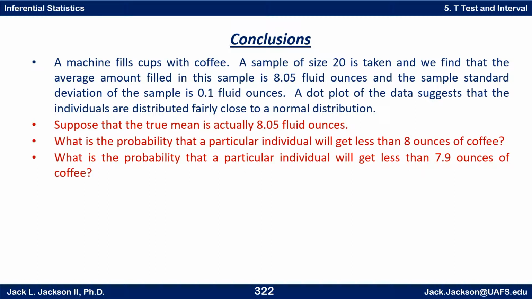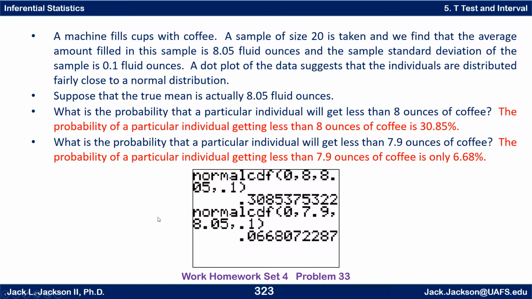Okay, same problem. Suppose the true mean is actually 8.05 fluid ounces. What's the probability that a particular individual will get less than 8 ounces? What's the probability they'll get less than 7.9? Well, we could do those with normal CDFs, assuming that. So the probability of getting less than 8 ounces is about 31%, and the probability of less than 7.9 ounces is less than 7%.